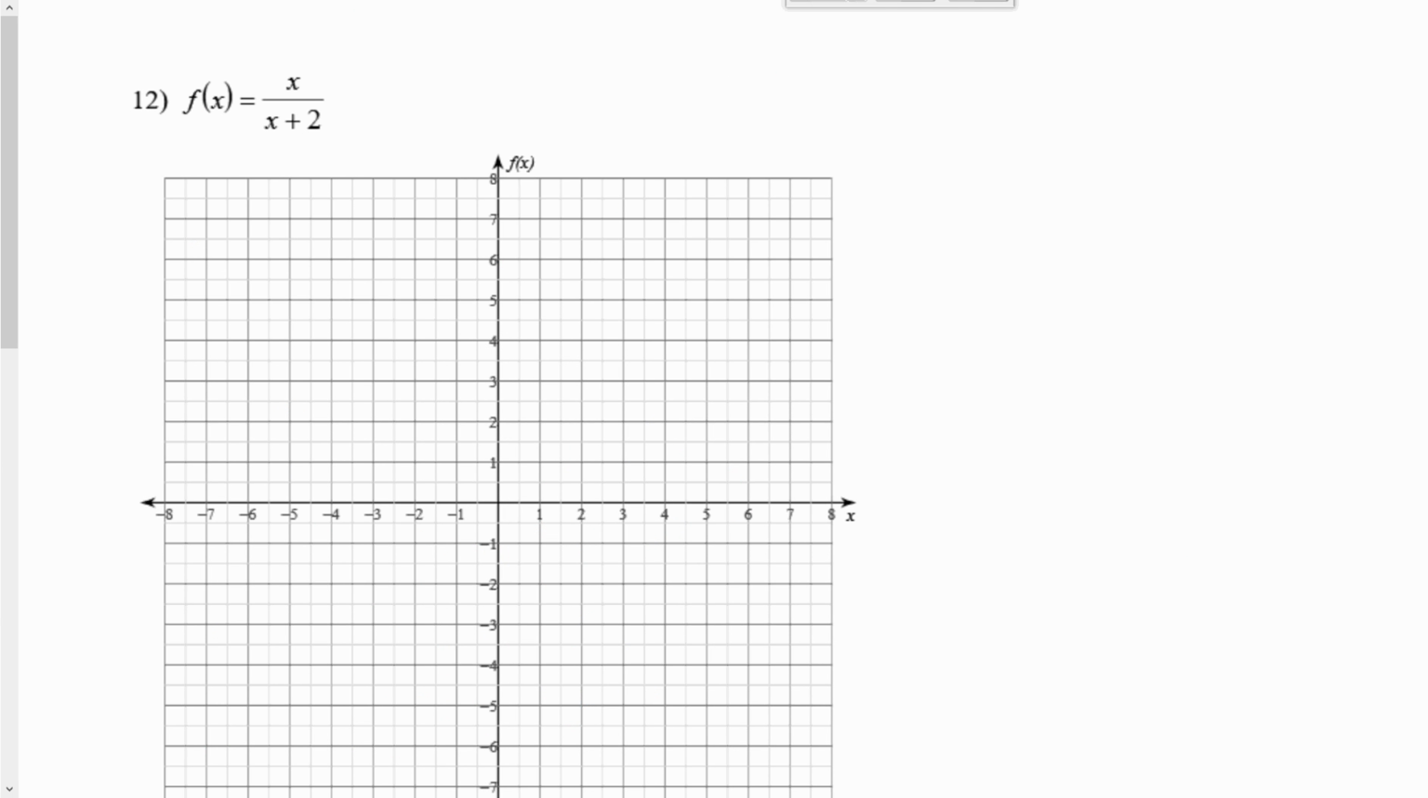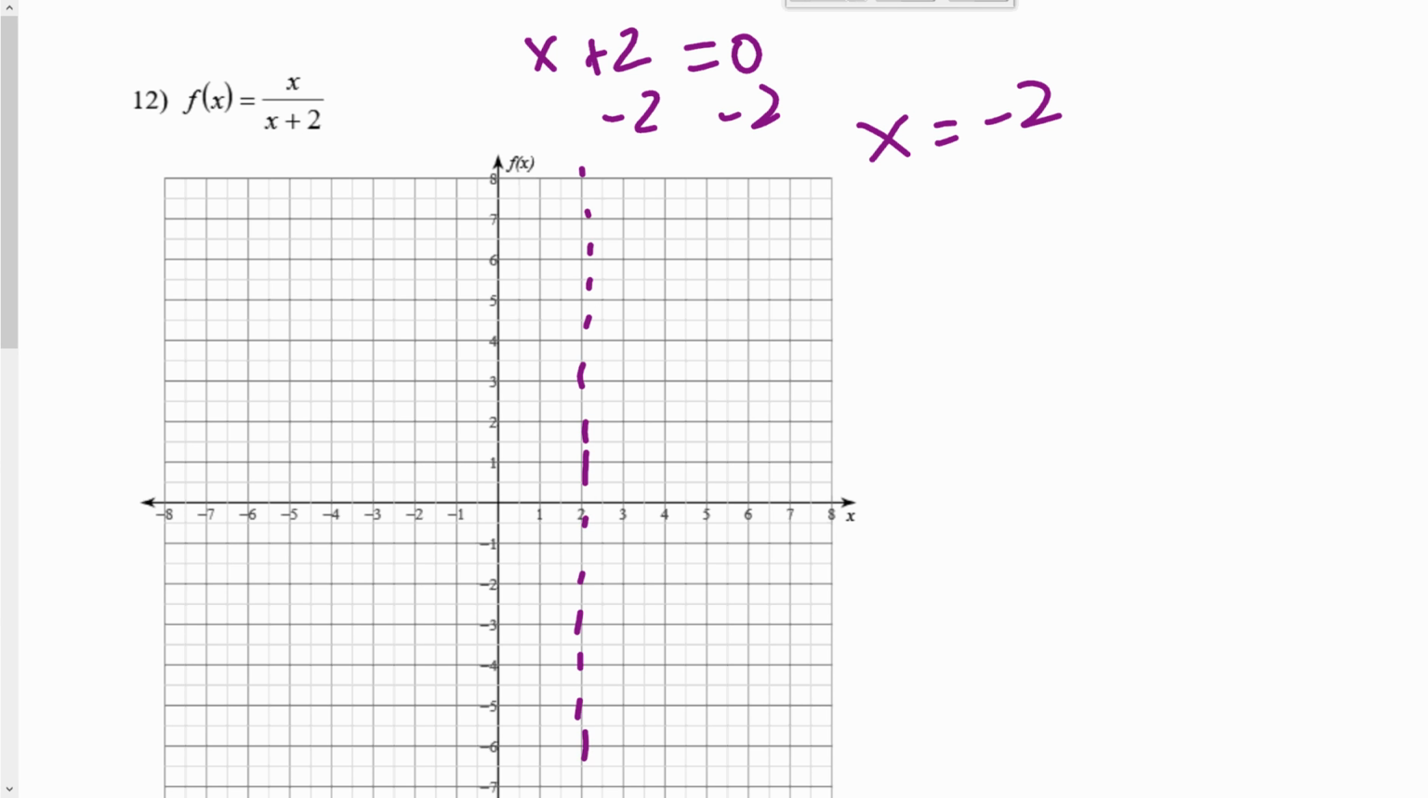And so here's a rational function. Okay, so I need vertical asymptotes, so set my denominator equal to 0. Subtract 2, so x equals negative 2. So there's my vertical asymptote, x equals negative 2. Then I need my horizontal. That's taking the degree of the top and the degree of the bottom. If they're the same, then it's just the coefficients. 1 divided by 1, so this is y equals 1. So y equals 1.